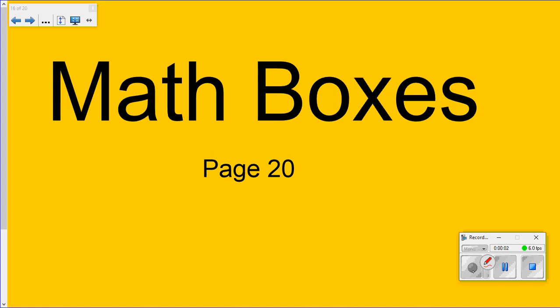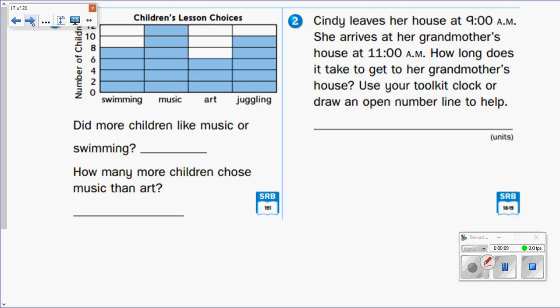Okay, boys and girls, let's get started on math boxes 1-9, and you'll find that on page 20 in your journal book. Okay, number one, we're looking at a bar graph. If you notice up here, the bar graph is called Children's Lesson Choices, and then along the side we have the number of children that they checked, and then what it is that they took lessons on. It says, did more children like music or swimming?